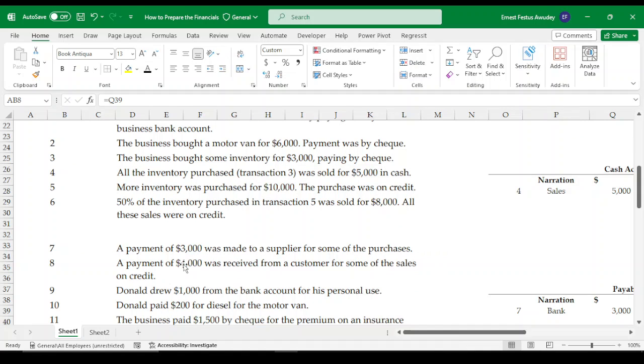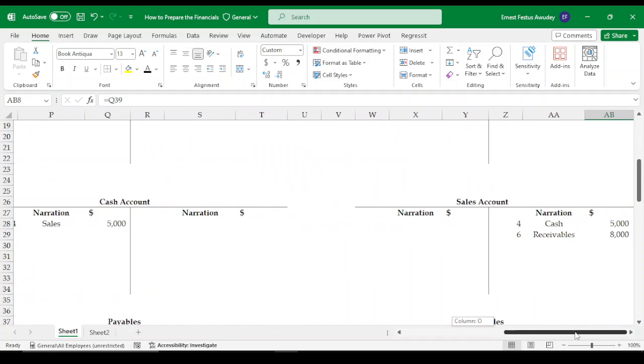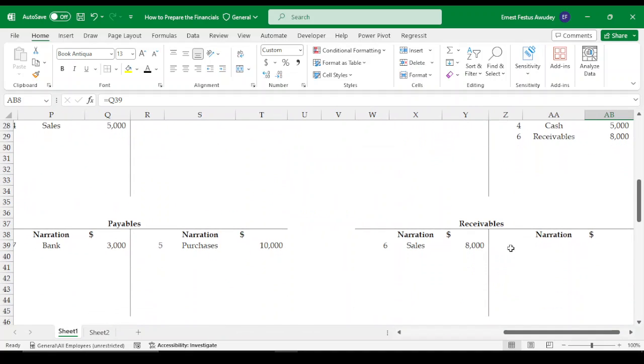You can also assume that the payment was made through cash. In this case, instead of recording it under the bank column, you can come and record it under the cash column and into the cash account. All right, so let's come here and do that. Our receivables are reducing. Receivables are assets. If they're reducing, they are going to be credited. So I'll come here and I'll have my 8. The narration is going to be bank, and the amount involved is 4,000.